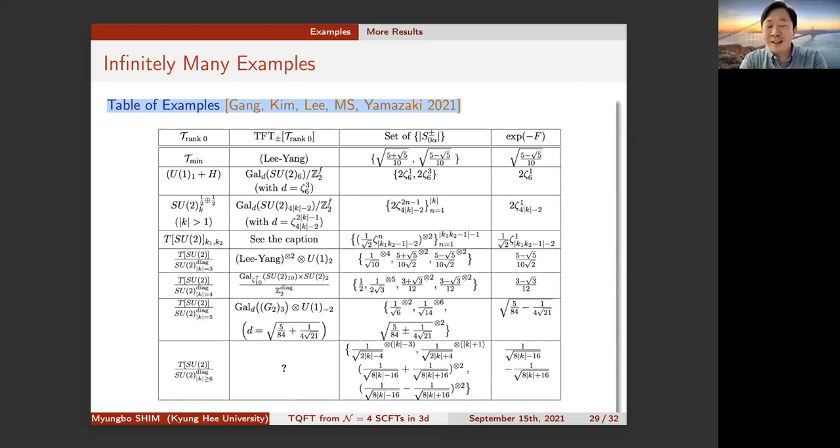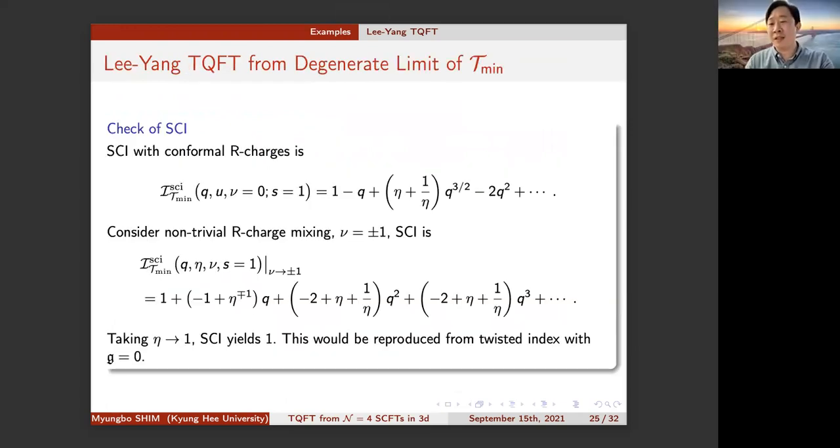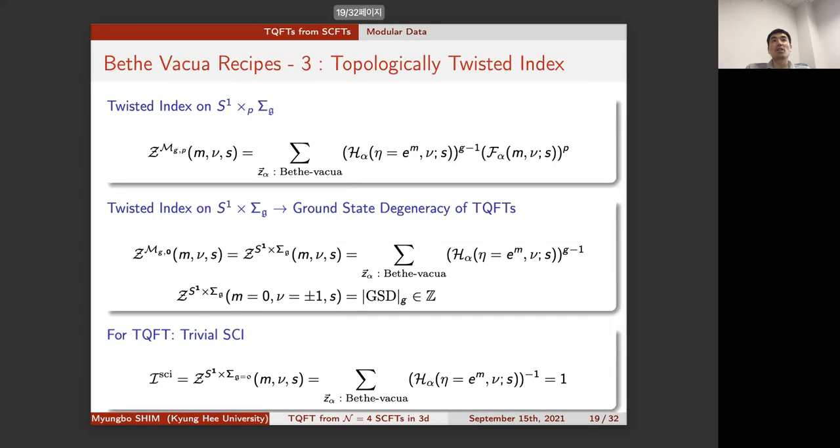We need to find out. Yeah. Please. Topologically twisted index. Yeah, but we know that when G equals 0, it's the Hilbert series. Yes, in the degenerate limit, it gives the Hilbert series. Yeah, topological twist is not the superconformal index. The topological twist index on genus equal to 0 is the Hilbert series.